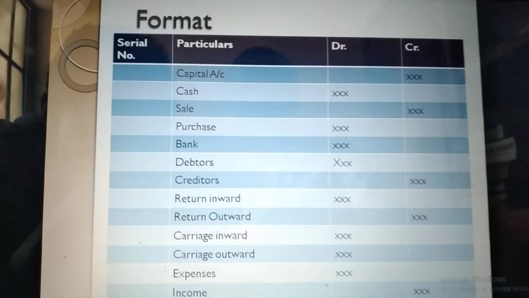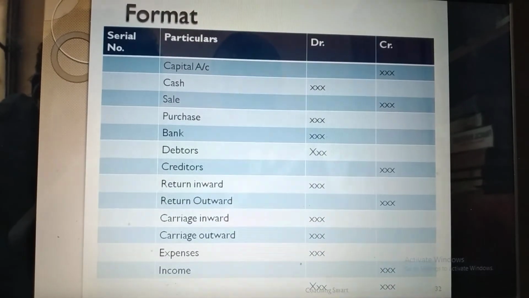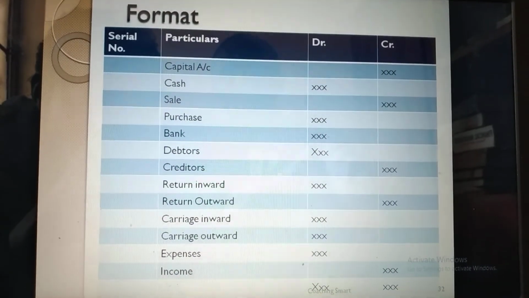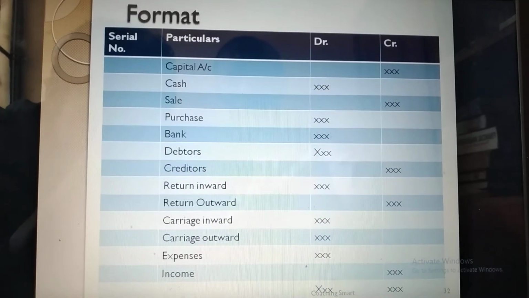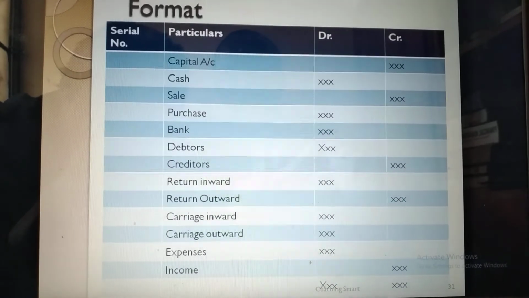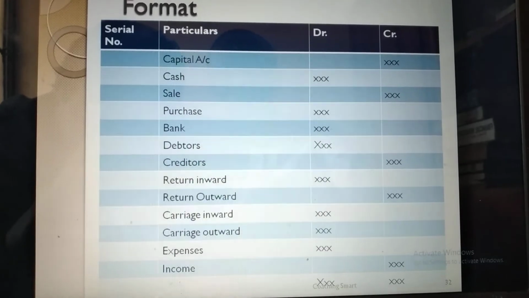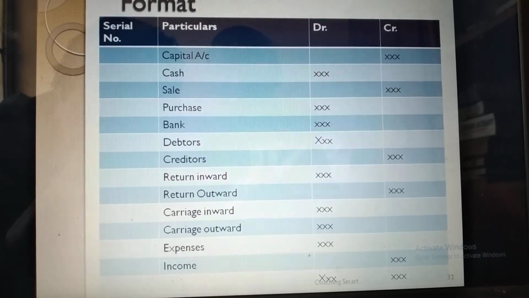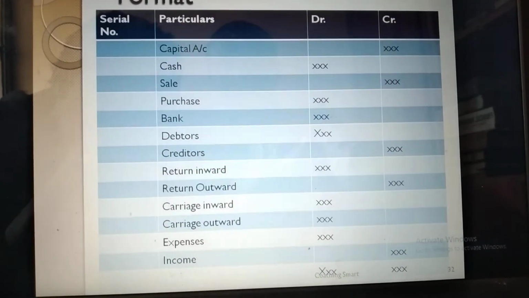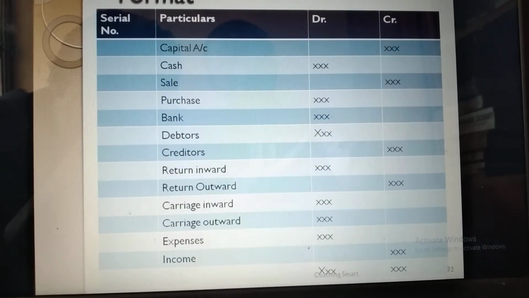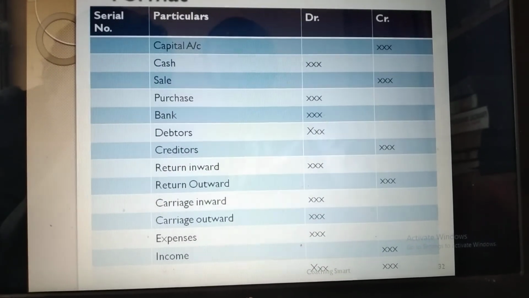The format. Now, the format of the trial balance has 4 columns. We have the serial number, particulars, debit column, and credit column. Now, these are the balances which, when you prepare the ledgers, you bring them forward into the trial balance. We have the capital, which must be credited. We have the cash, which must be debited. We have the sales, which must be credited. We have the purchases, which must be debited.